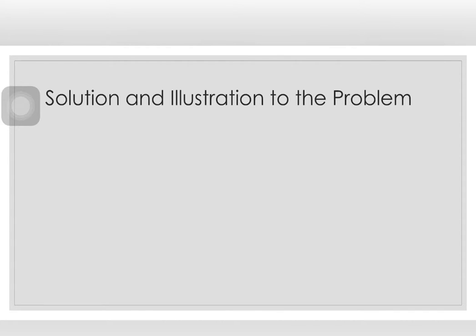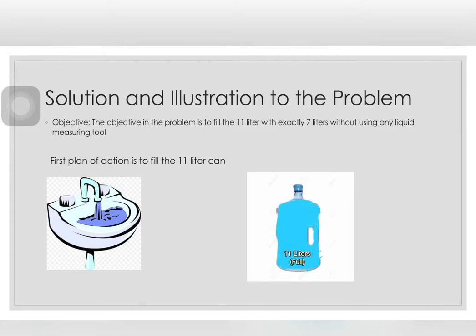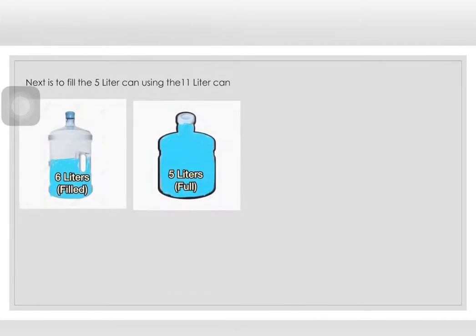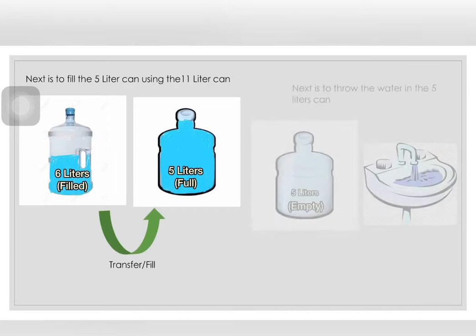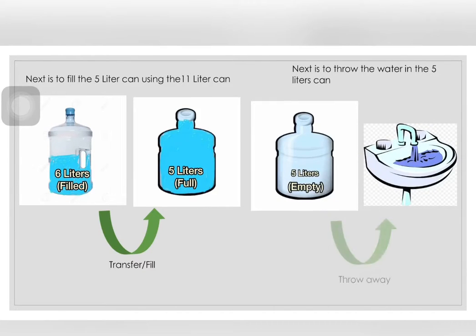The solution or the illustration that I use in solving the problem. The objective of the problem is to fill the 11-liter can with exactly 7 liters without using any liquid measuring tool. The first plan of action is to fill up the 11-liter can using the faucet. Second is to fill the 5-liter can using the 11-liter can. Third step is to throw away the water in the 5-liter can to make it empty.